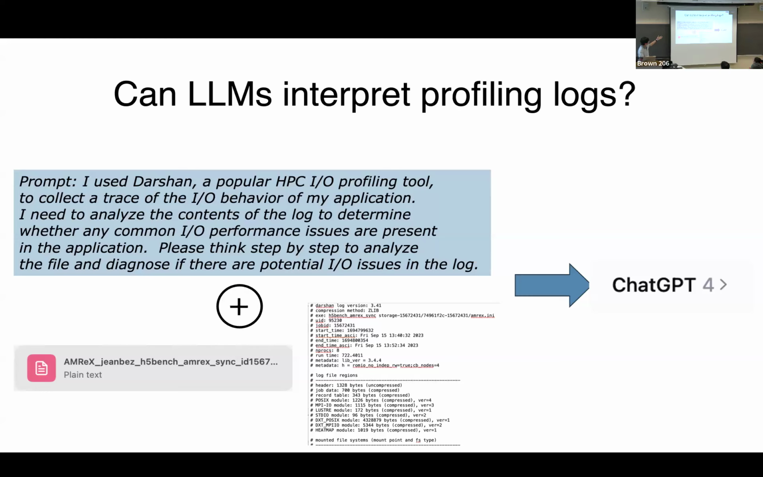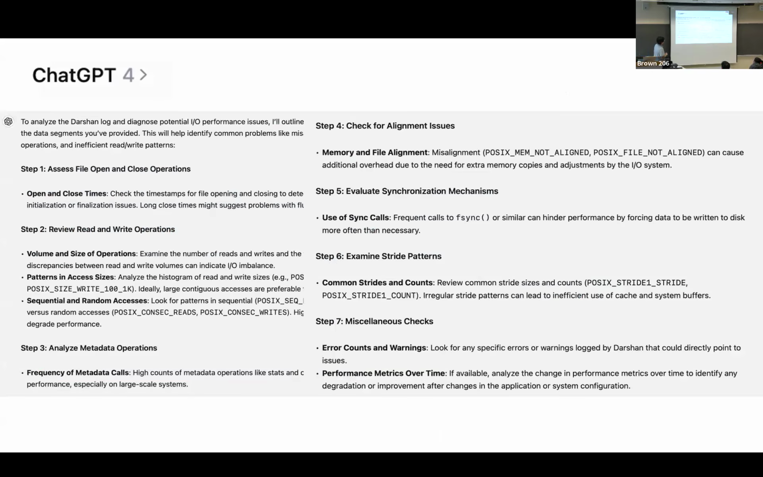We used a very simple prompt. We asked ChatGPT-4 at that moment. That was about a year ago, so that ChatGPT is still available. We asked ChatGPT if it could do something about it, right? That's the beginning. And this is what it replies.